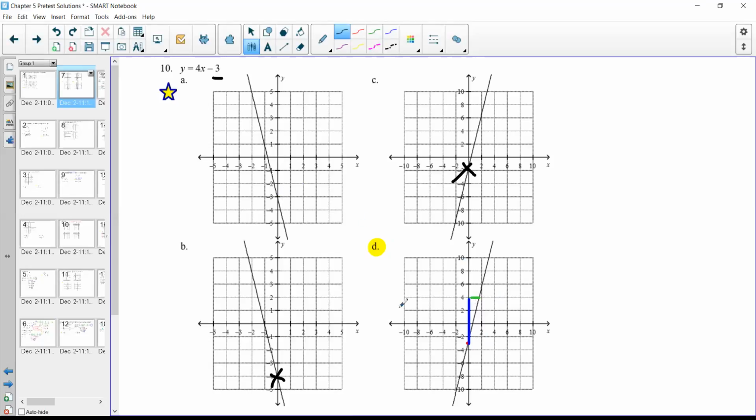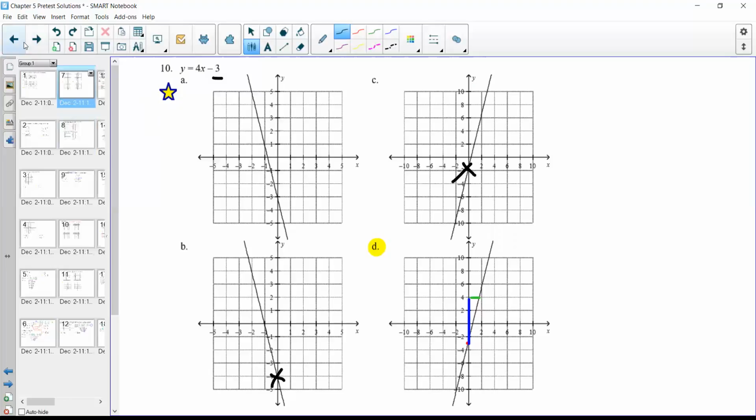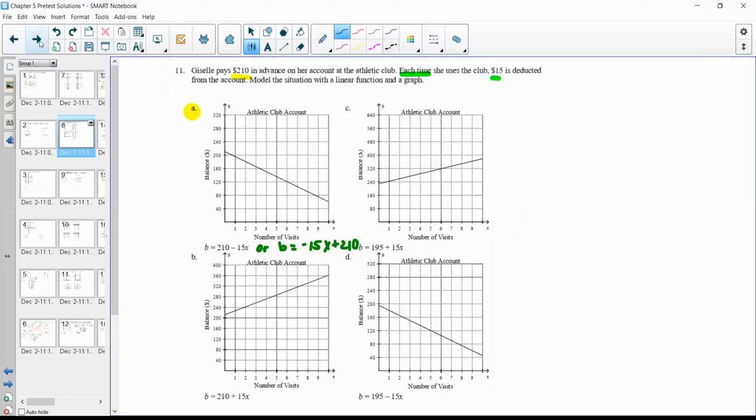Yep, so there's 2 of them that go through the y-axis at -3. And this scale is different. Here they're counting by 1s, here they're counting by 2s. All right, any more questions on 10? I don't think so. So 11 is A.